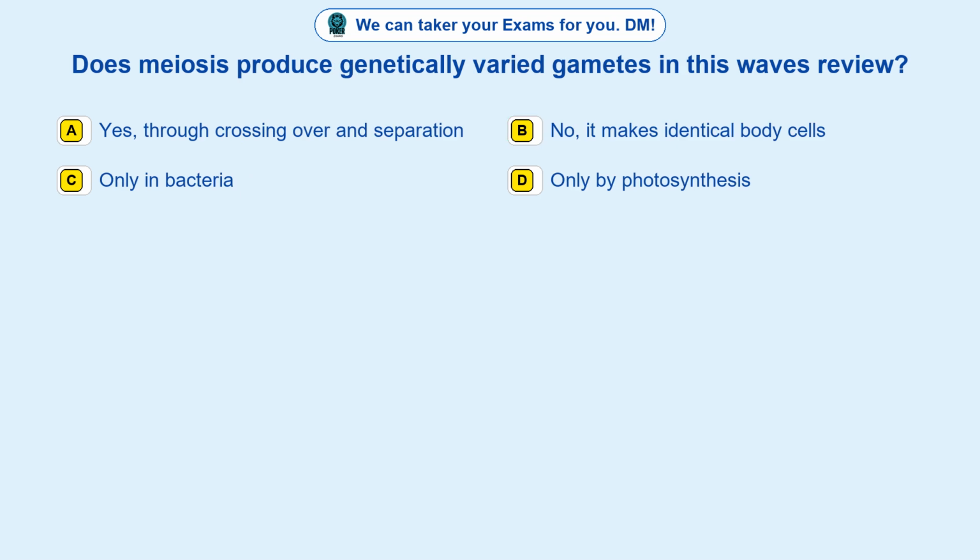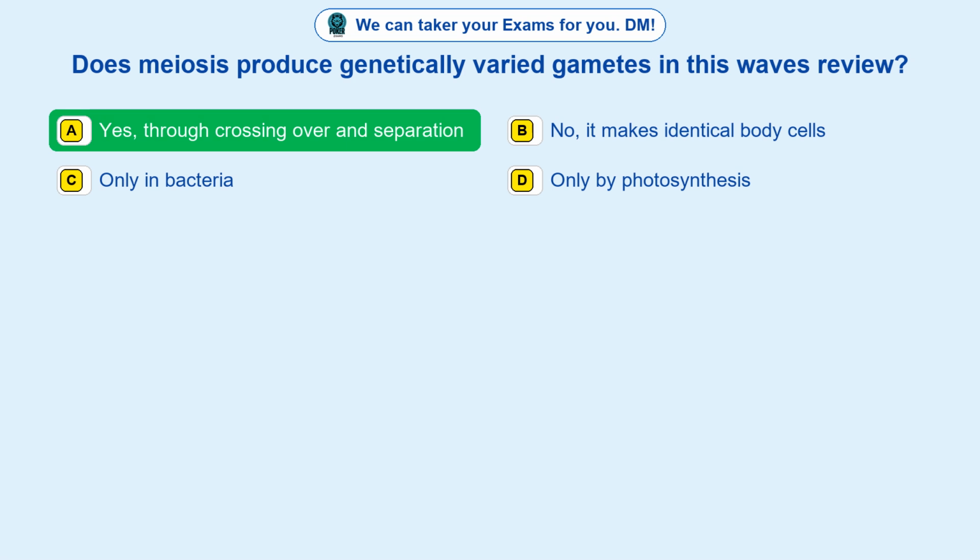Question 16. Does meiosis produce genetically varied gametes in this Waves review? Option A. Yes, through crossing over and separation. Option B. No, it makes identical body cells. Option C. Only in bacteria. Option D. Only by photosynthesis.